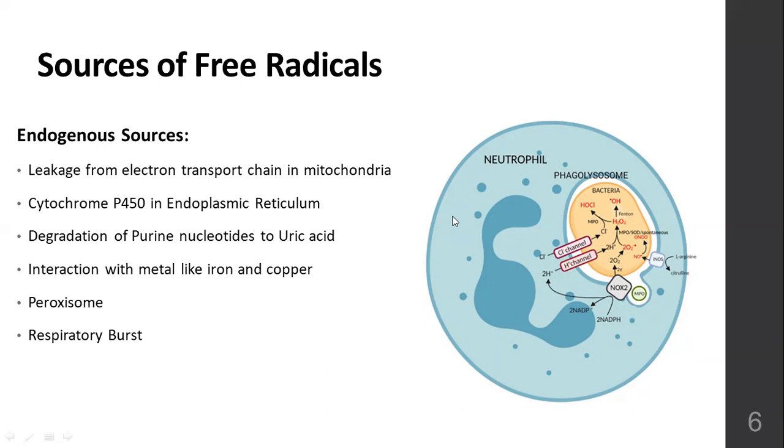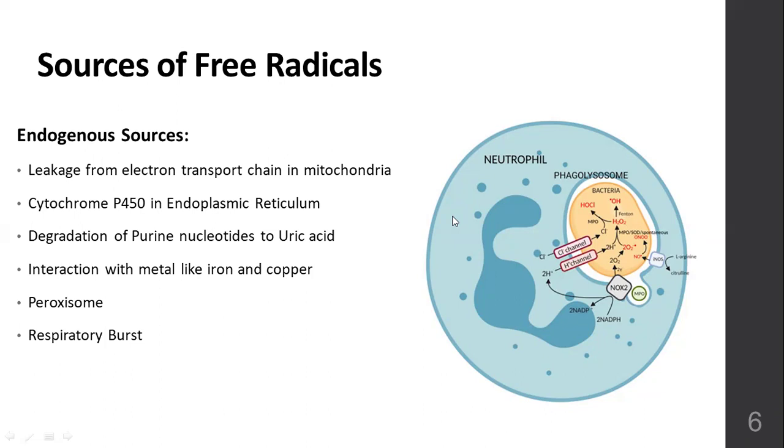Any degradation of purine nucleotides to uric acid: for DNA synthesis and RNA synthesis, when nucleotides undergo change to produce DNA and RNA, they prepare uric acid. Interaction with any metal like iron and copper, when your cells interact with iron and copper, that could also lead to free radical production.